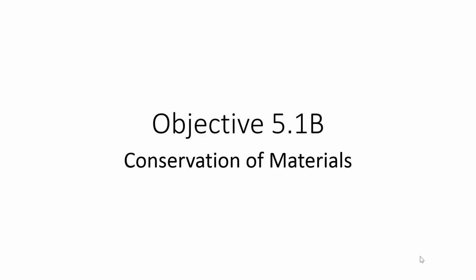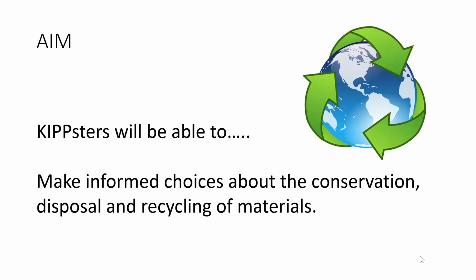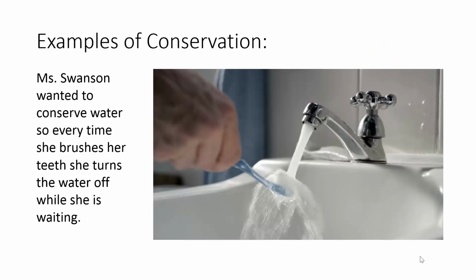Our objective for today is objective 5.1b, the conservation of materials. Our aim: KIPPsters will be able to make informed choices about the conservation, disposal, and recycling of materials. This is huge in science because not all things need to be thrown away or disposed of. Sometimes they either need to be recycled or conserved. Let's take a look at some examples of what conservation means.